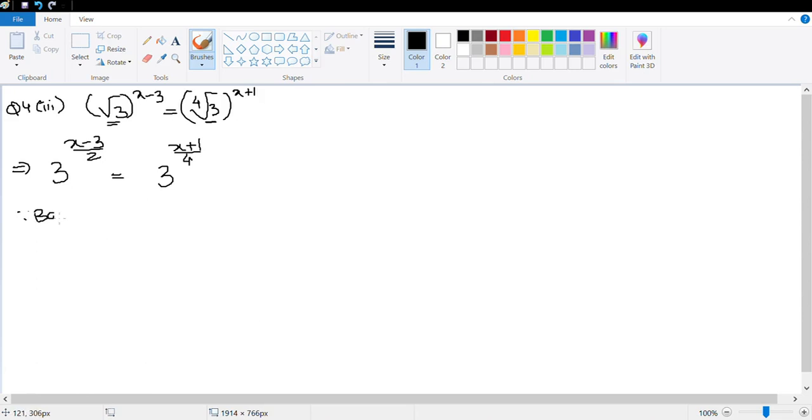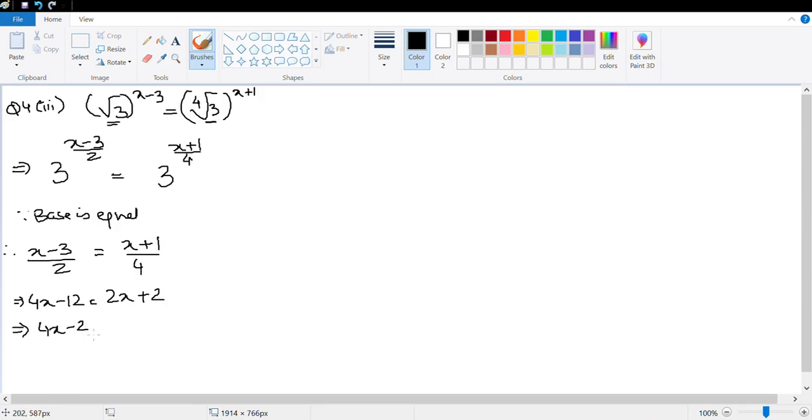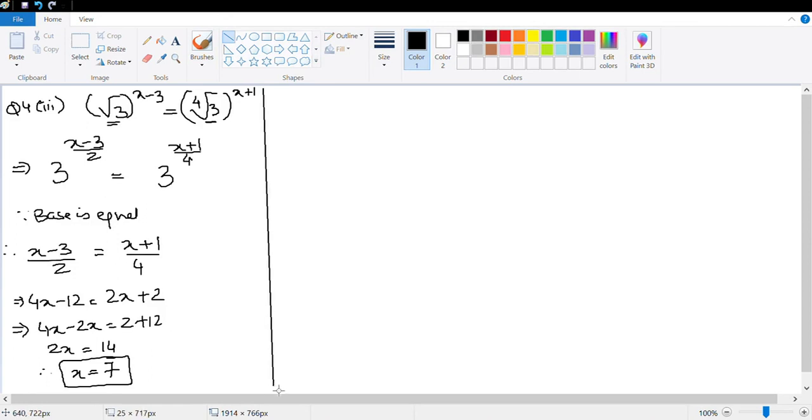Since the base is equal, therefore (x minus 3) upon 2 will be equal to (x plus 1) upon 4. Let's multiply. So 4x minus 12 is equal to 2x plus 2, which means 4x minus 2x is equal to 2 plus 12. 2x is equal to 14. Therefore x is equal to 7. That's my final answer.